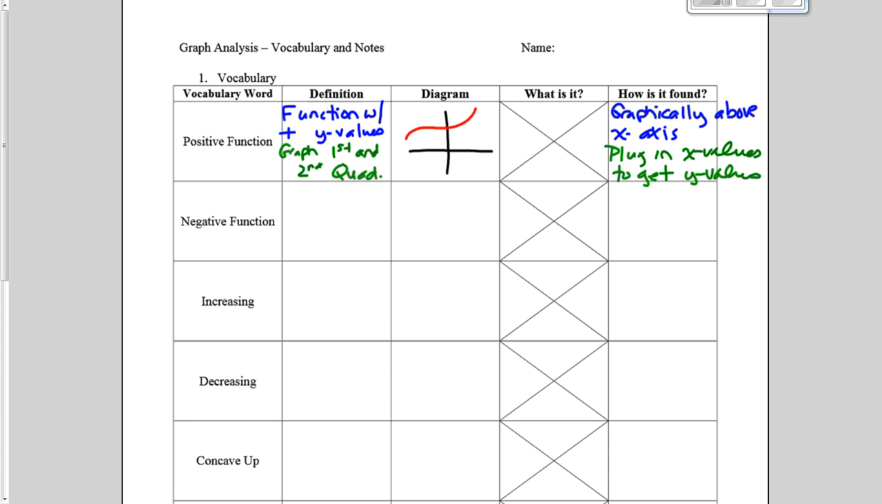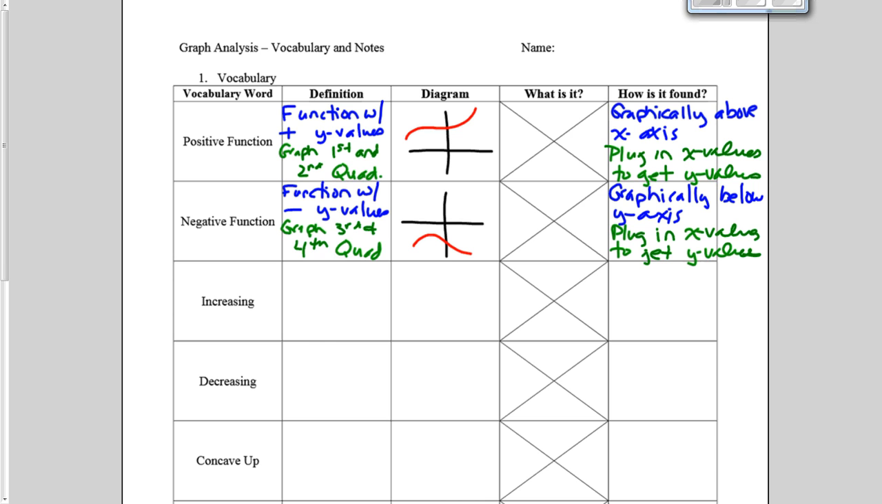So for a negative function, you should be able to write the definition, diagram, and how is it found. I'm going to ask that you pause the video now and do the negative function. Take a look at what you wrote and what I have, and pause the video to fix what you have.